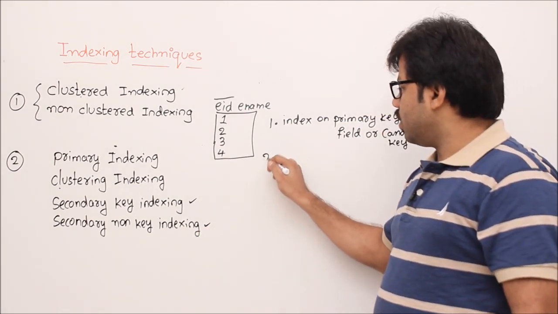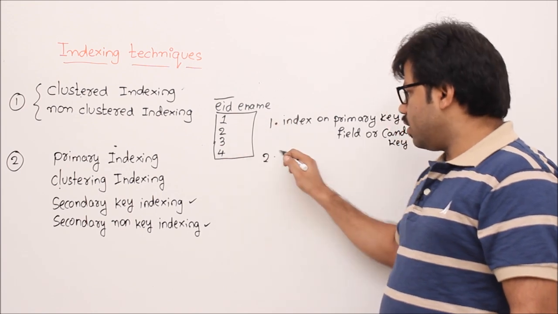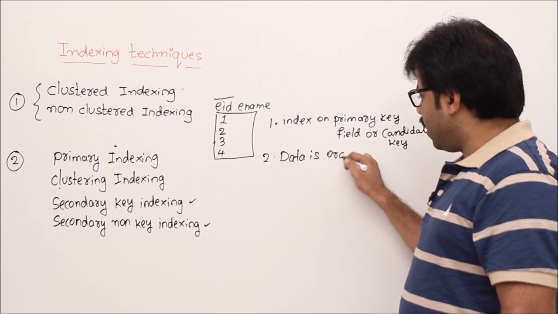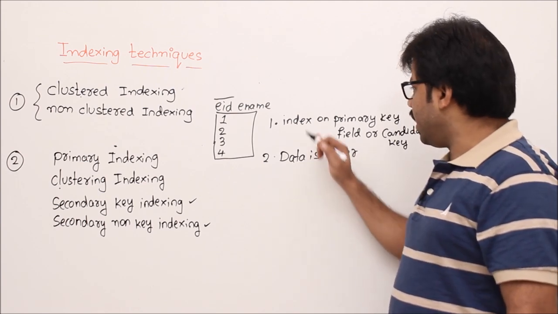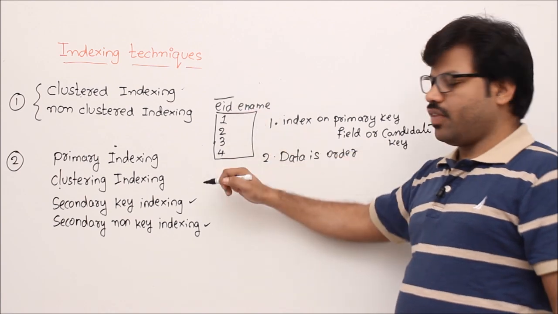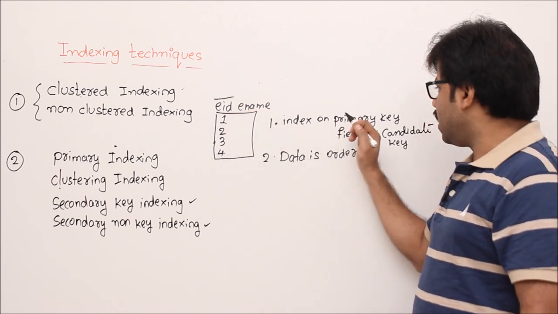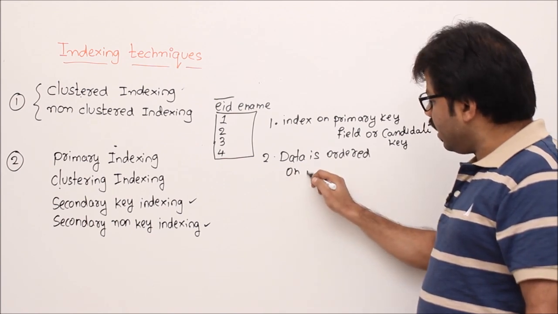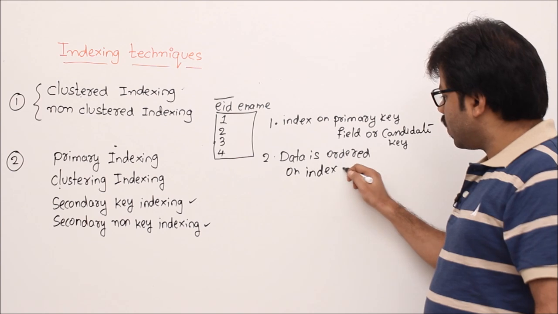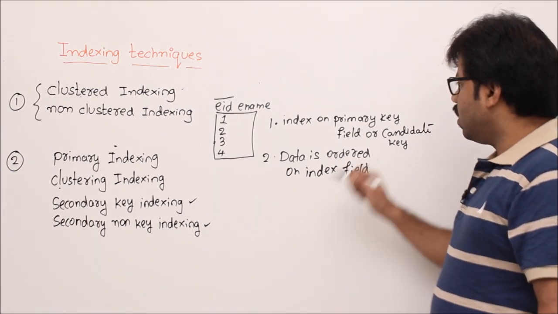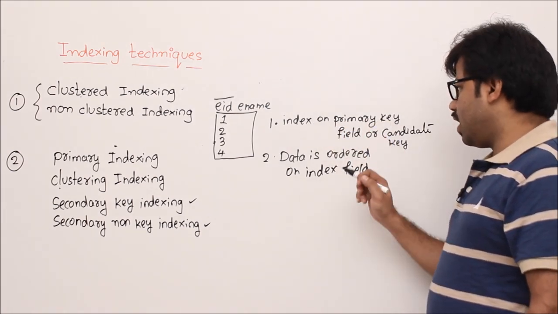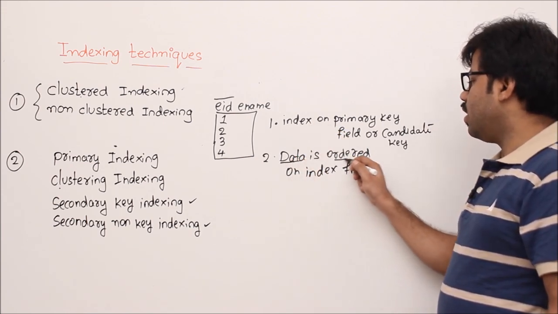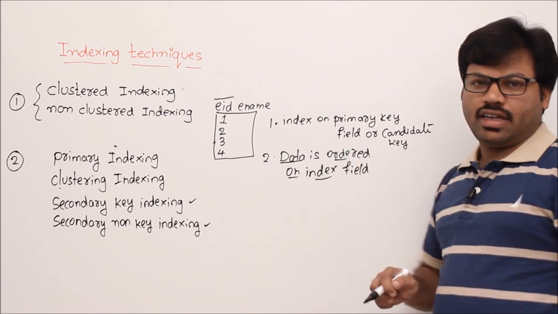Now, second thing, your data should be ordered. That means data is ordered on the index field. What is the discussion? You are creating an index on what? Primary key field, right? Or some key field, and especially that is primary key. So data is ordered on the index field. Now 2 important points. Index on primary key field means your index is on a primary key or candidate key. Now your data is ordered on such a candidate key.